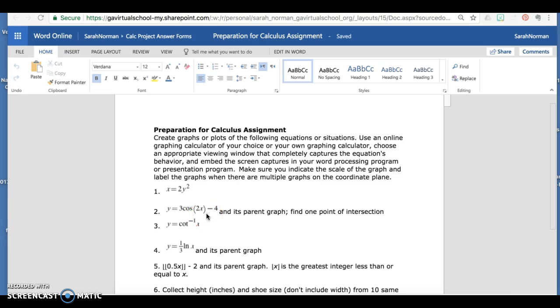So you will graph that function that you see there I'm pointing to, as well as y equals cosine of x, and then you'll find one point of intersection. In number three, this is the inverse cotangent.